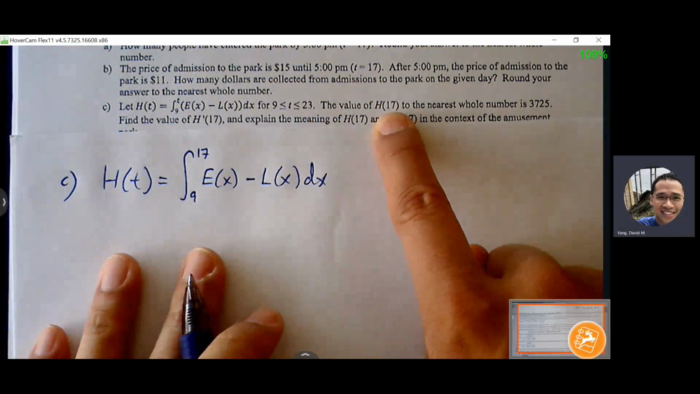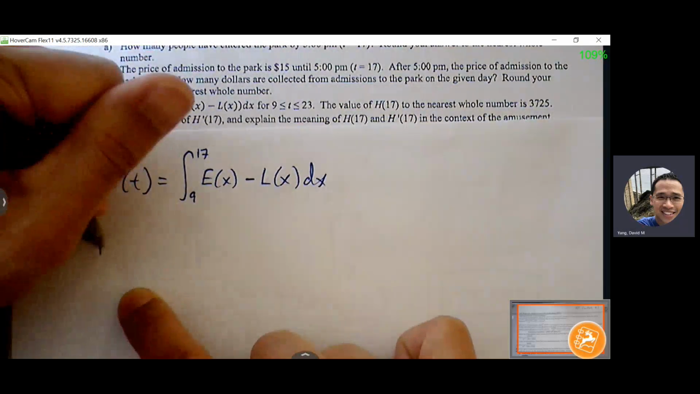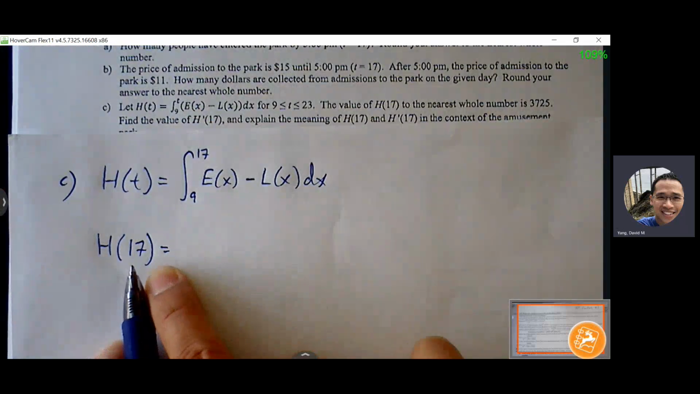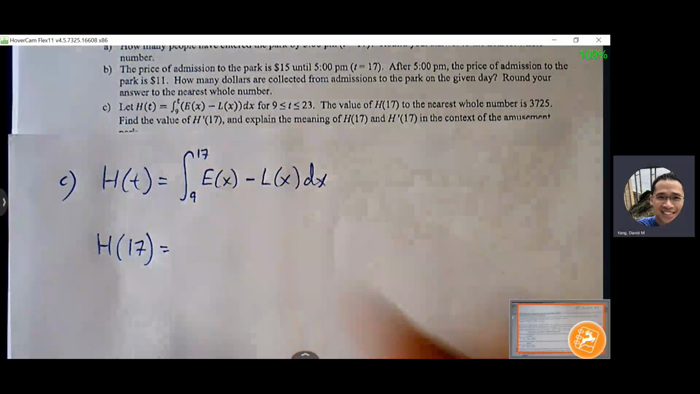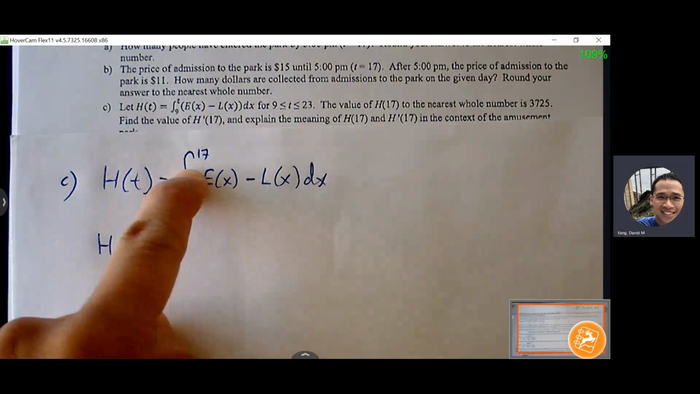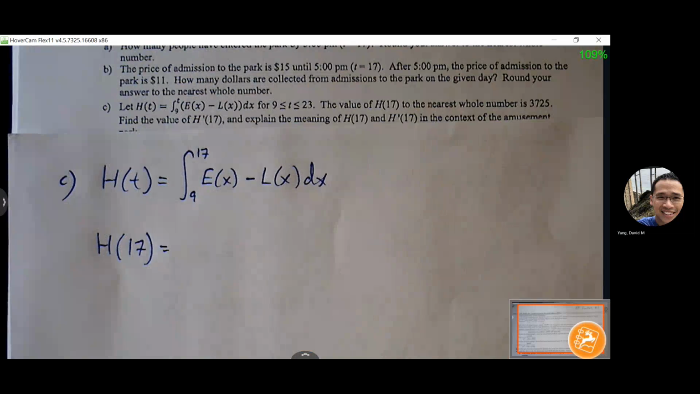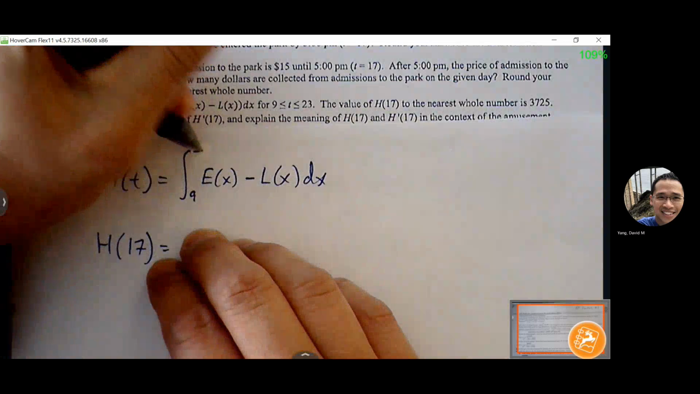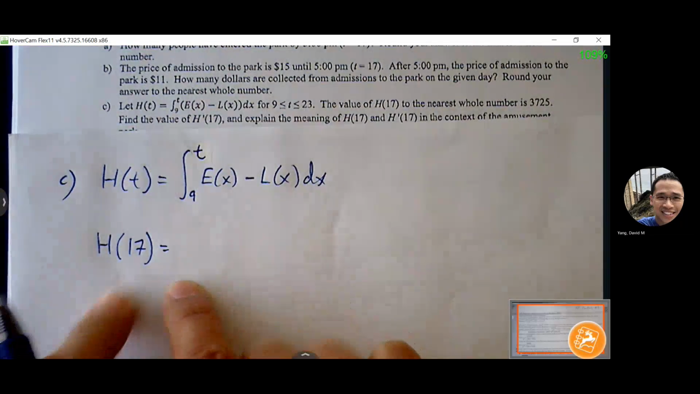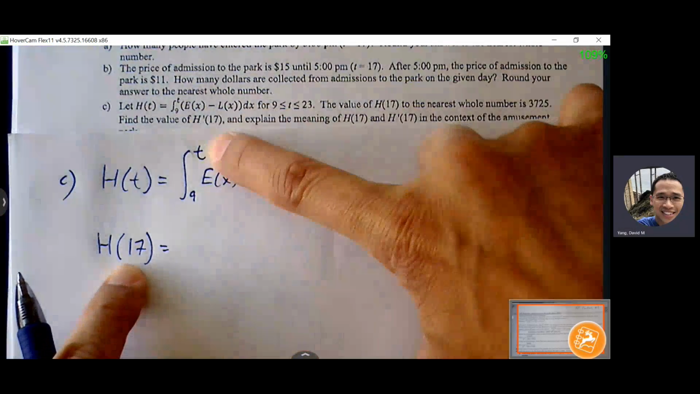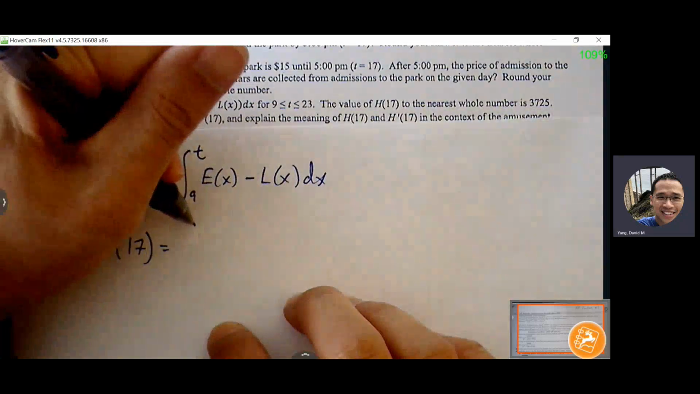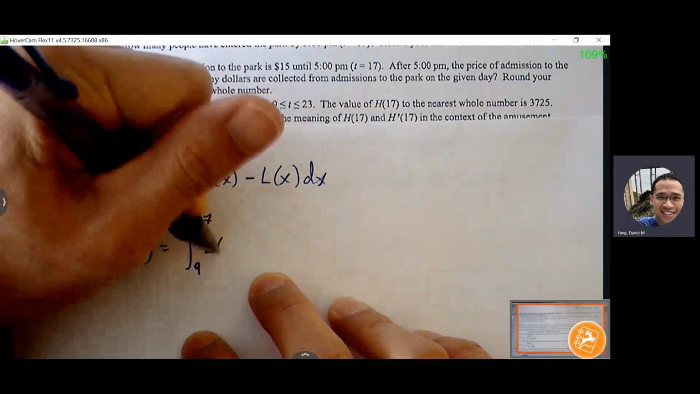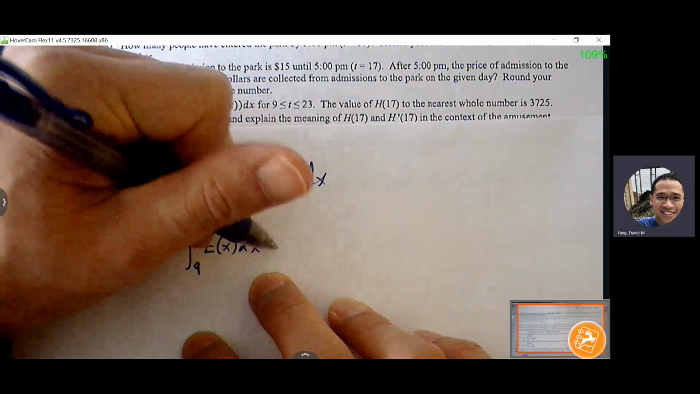The value of h of 17. So I'm going to try this here, h of 17. What does that mean? I can put 17 in for what? I'm sorry, 9 to, my bad, 9 to t, right? This is 9 to t. Okay, but h of 17 means I'm going to plug 17 in for t. I want to separate it out so we can have a better idea what this means.